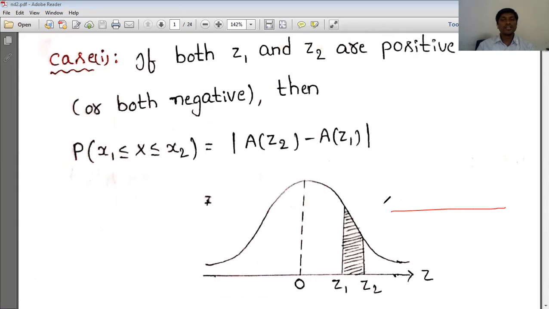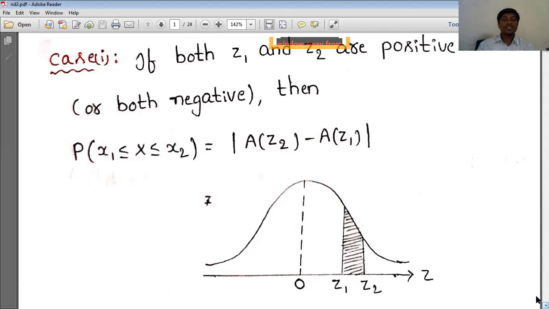So for that you can draw the curve here. Suppose both Z1 and Z2 are positive, then here we choose the positive side. If both are negative, simply write Z1 and Z2 here. Between these, the area is area of Z2 minus area of Z1. So this is the area we are calculating. This is case 1, when both are positive or both are negative.